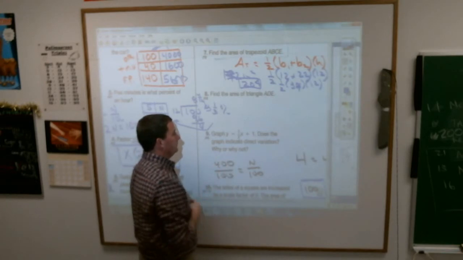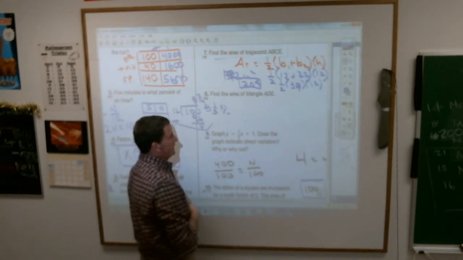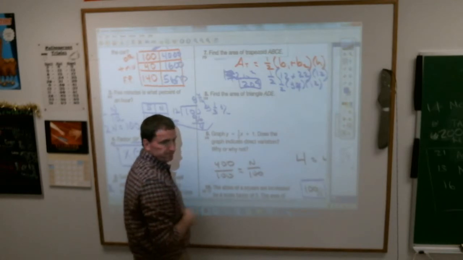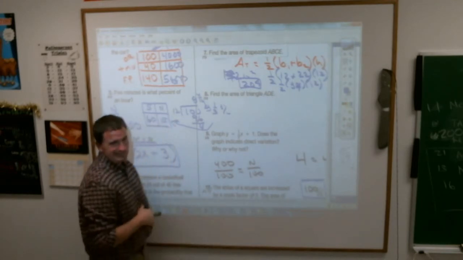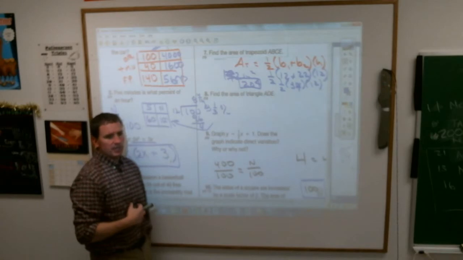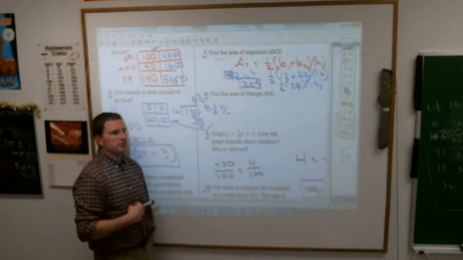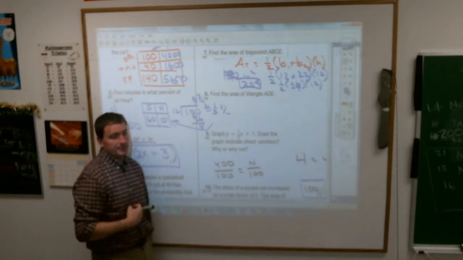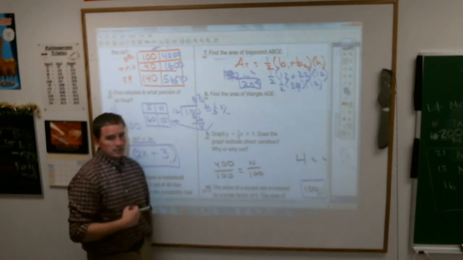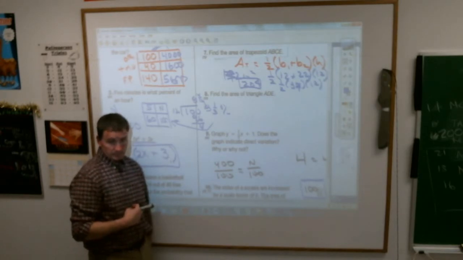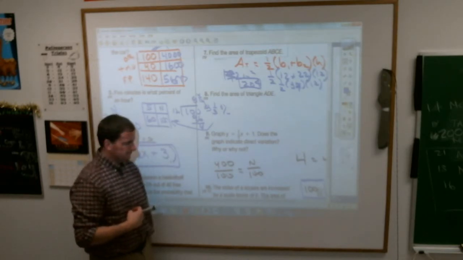Nobody on number 1? Why is number 9 not direct variation? Proportion, direct variation, why is it not direct variation? Gary? Right, it has to go through the origin and it has to be a straight line, and it doesn't go through the origin. Alex? 13.